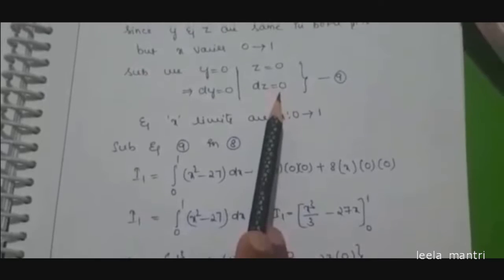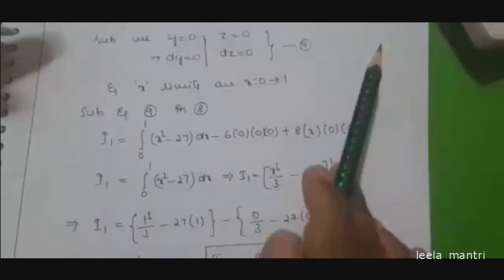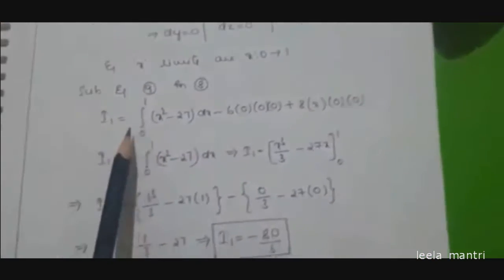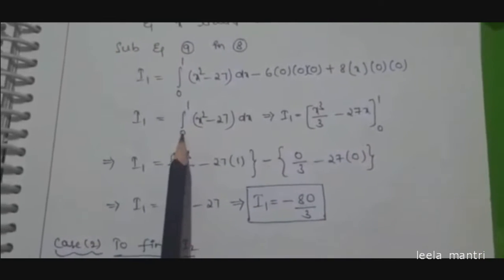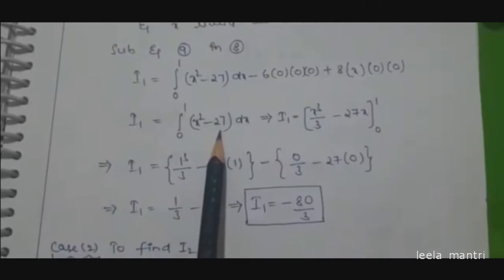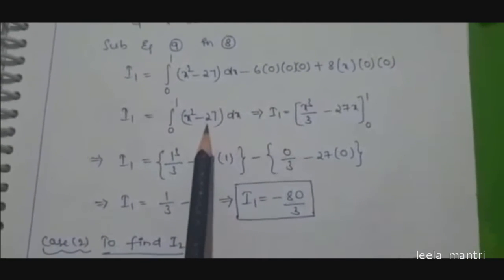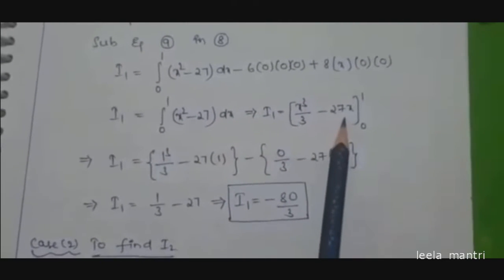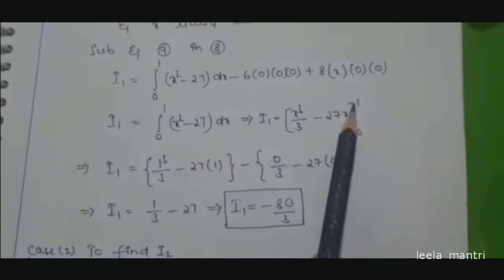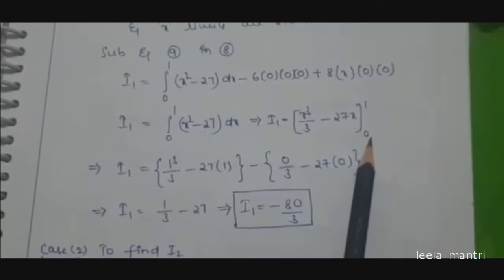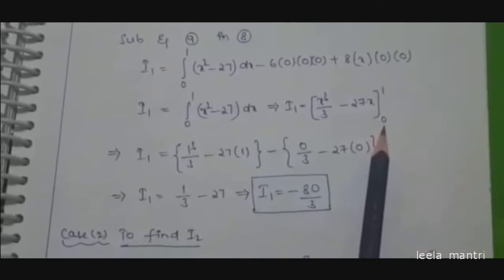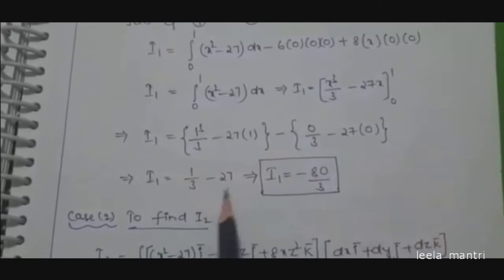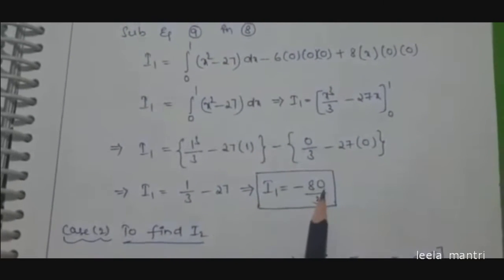Now we substitute equation 9 in equation 8 by converting the limits as 0 to 1. The total equation is converted in terms of x. On simplification we get the integral from 0 to 1 of (x square minus 27) dx. On integrating we get x cube by 3 minus 27x. Now we apply the limits. Limits should be applied as upper limit minus lower limit. In place of x we substitute 1 for the upper limit and 0 for the lower limit. On simplification we get I1 is equal to minus 80 by 3.